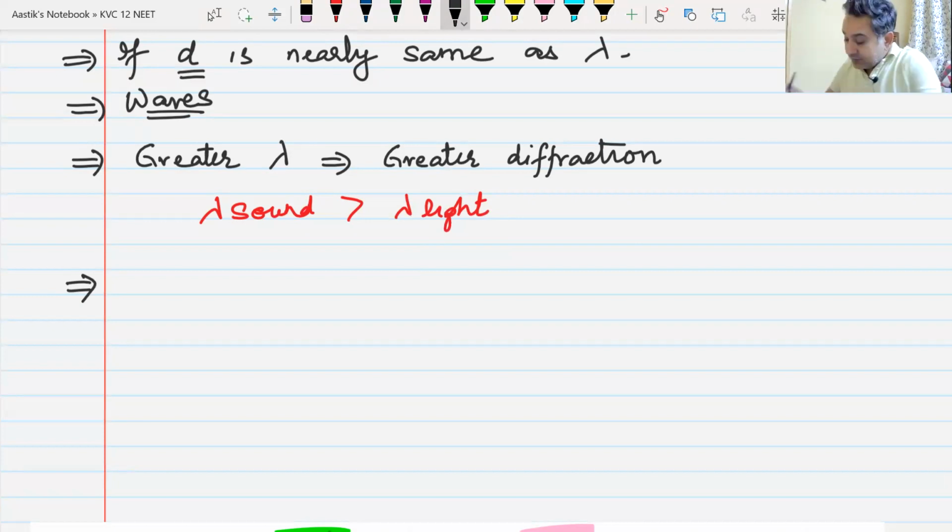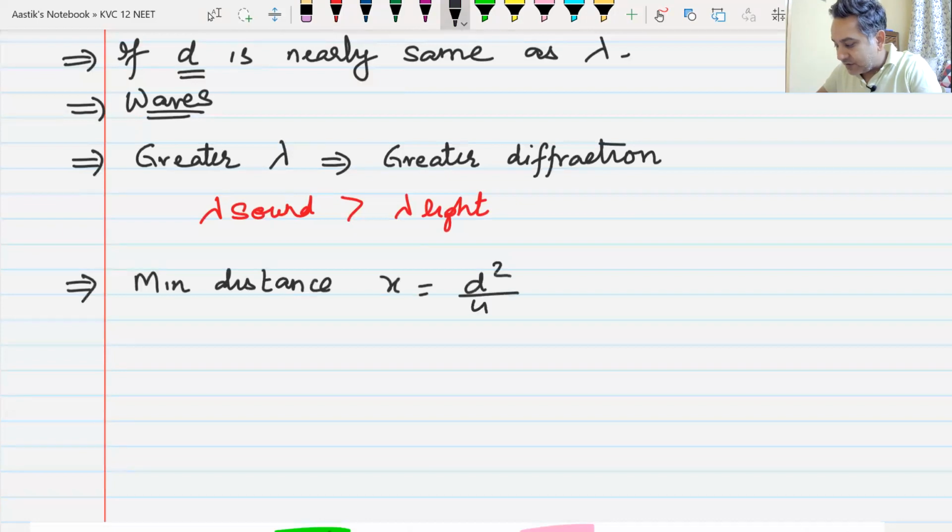Next is the minimum distance that you need to observe the phenomena. Minimum distance that the observer must be away to observe the phenomena. Again, this is a knowledge-based question. You just write the answer: D square by 4 lambda. This much distance you must be away if you want to observe the phenomena of diffraction. D is the size of the obstacle, and your lambda is the wavelength of light.